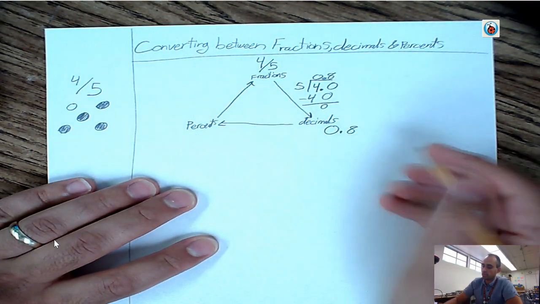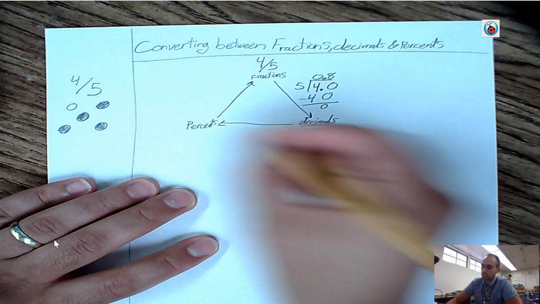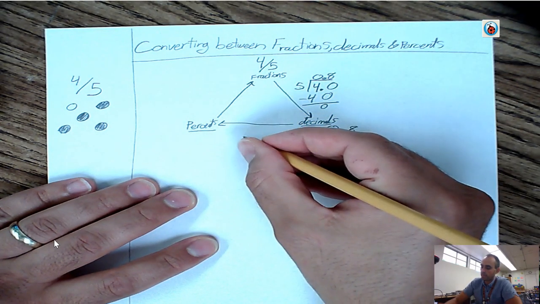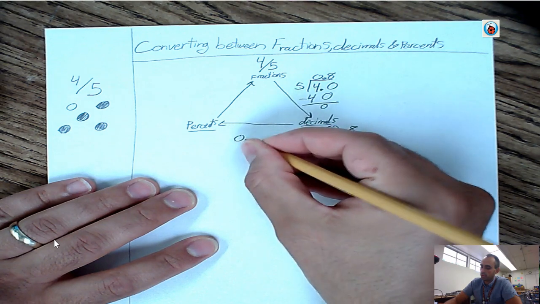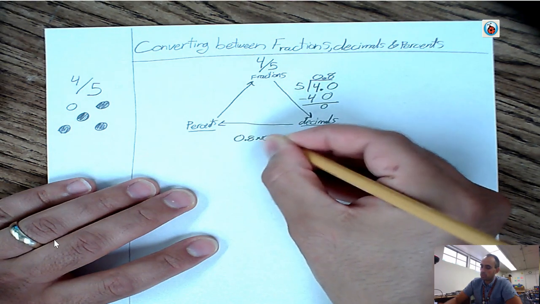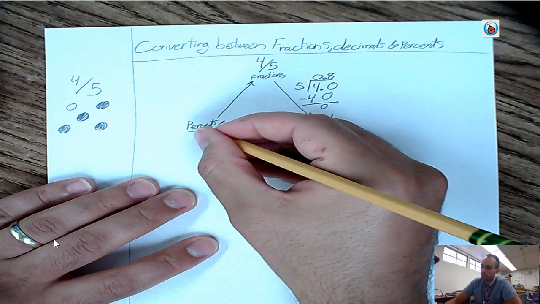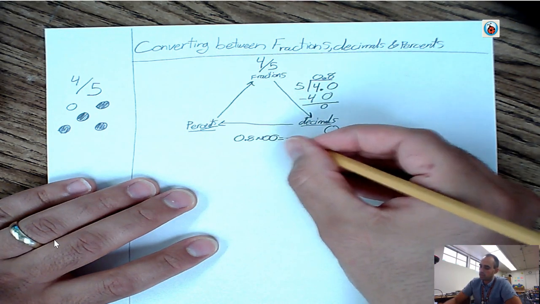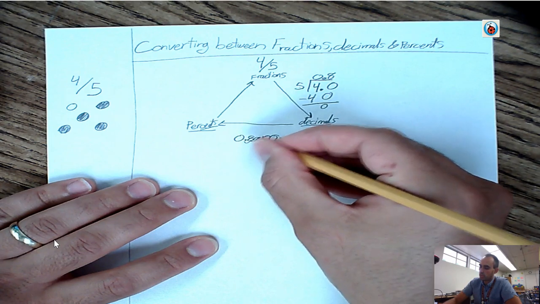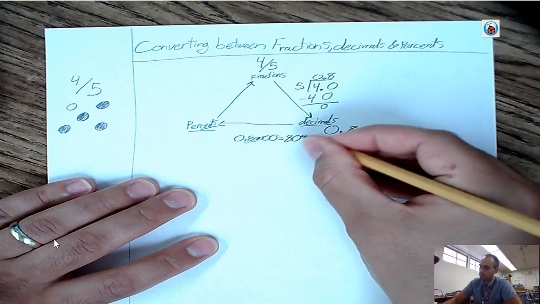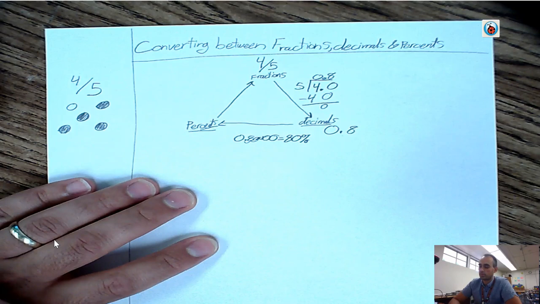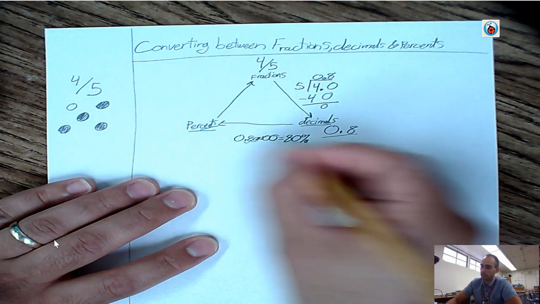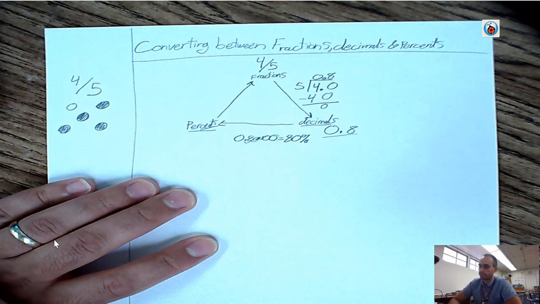To get from 0.8 to a percent, so from any decimal to a percent, all you have to do is multiply this by 100. So 0.8 times 100, because that's what percent means. Cent is 100. And I'll get, if I move my decimal twice, I'll get 80%. Very simple, very basic. So all you do, take your 0.8, multiply it by 100, I get 80%.